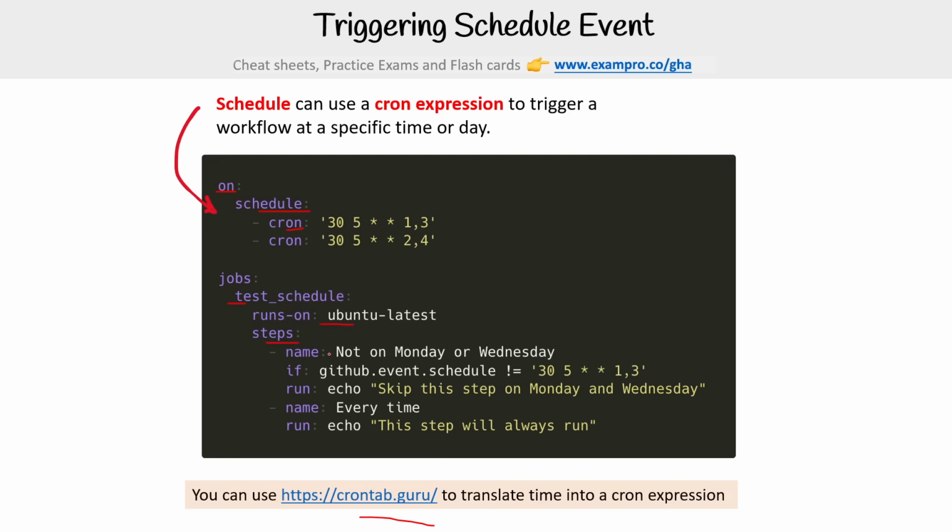If we look at the steps, we'll notice this first one says not on a Monday or a Wednesday. It says github, which is a context, get us the event and the schedule. If it does not equal this, which would be this one up here, then skip this step on Monday and Wednesday. And then over here, this will run every time down below. So hopefully that makes sense. Again, don't stress out about cron logic. Just understand that it takes a cron expression, and we have a convenience tool. Okay.